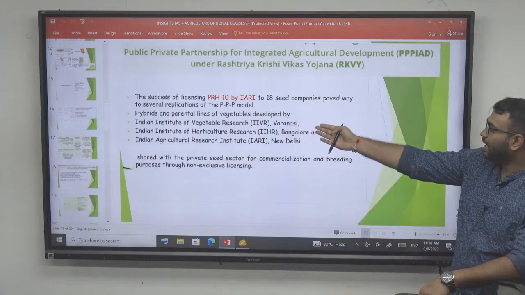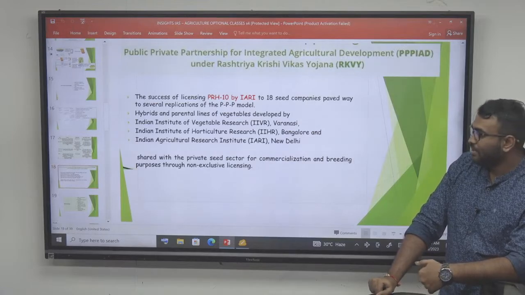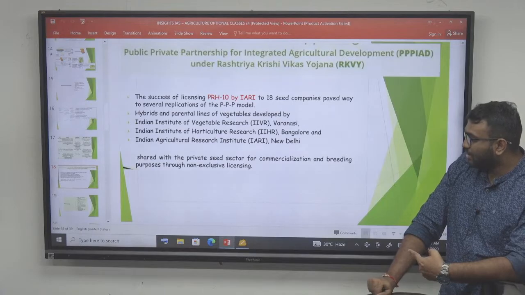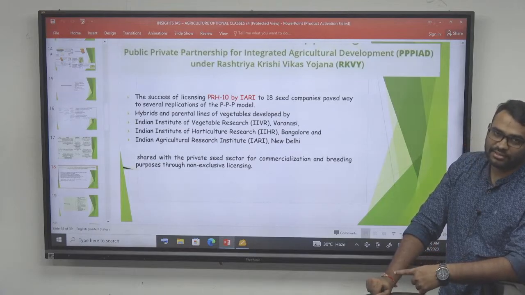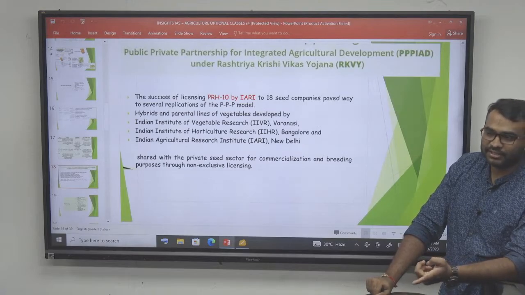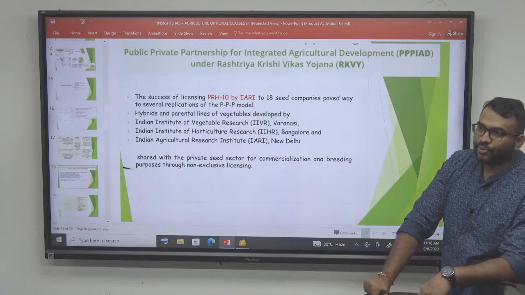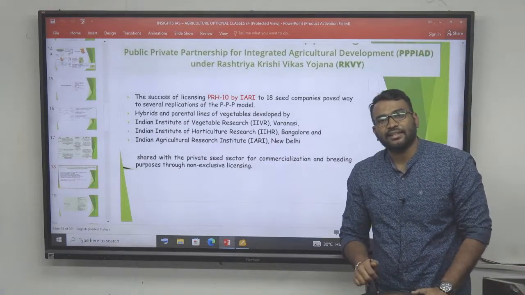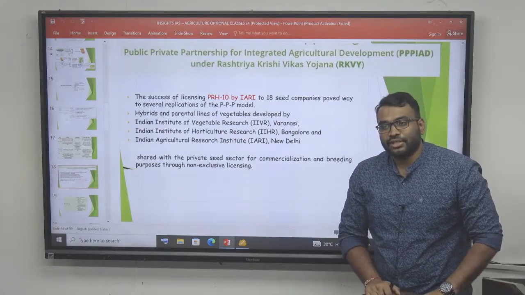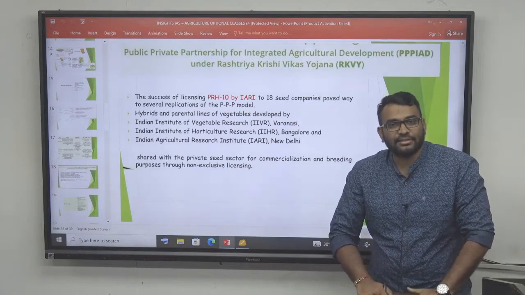Same thing, the varieties developed by IVRI and IARI. So these were shared with the private sector for commercialization through non-exclusive licensing. So they have given this non-exclusive licensing. Now private companies can go for this marketing aspect. So that's why, under these few domains, that is production and marketing, the private entities have been given license to invest there, and they can also do this service, and also they can realize some profits.